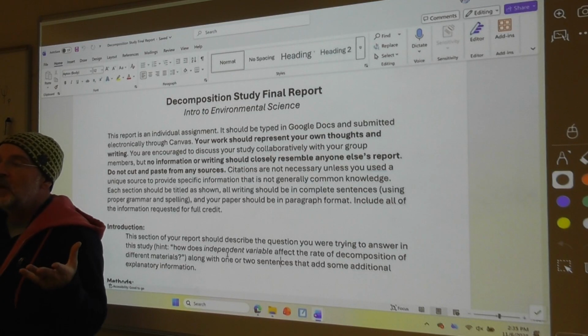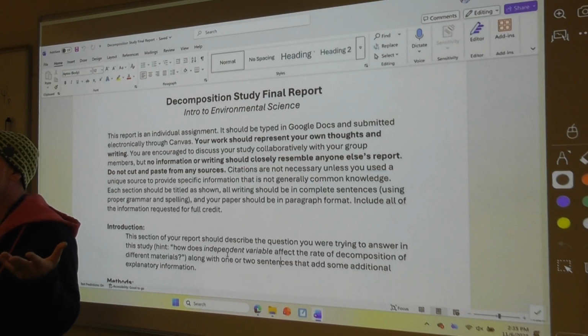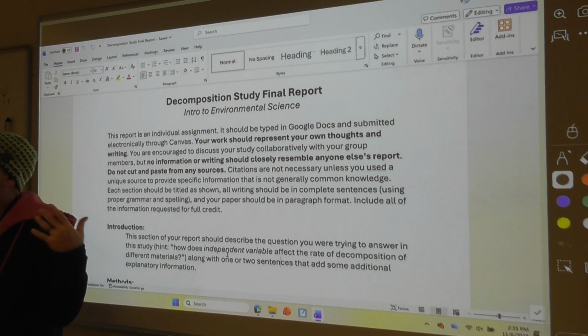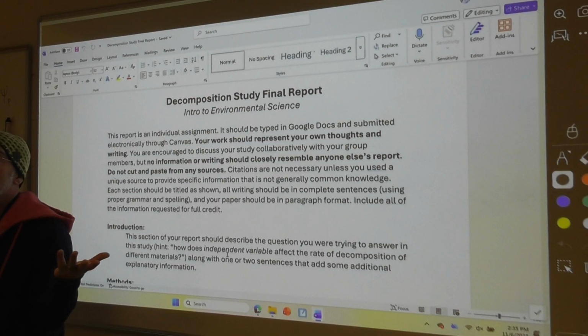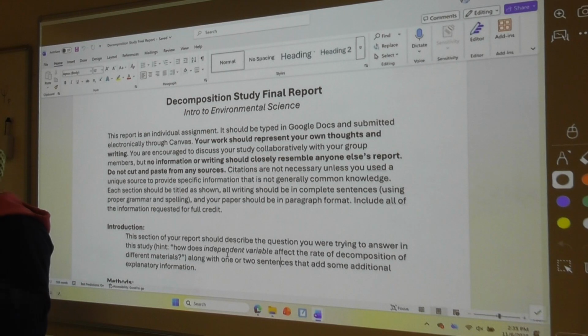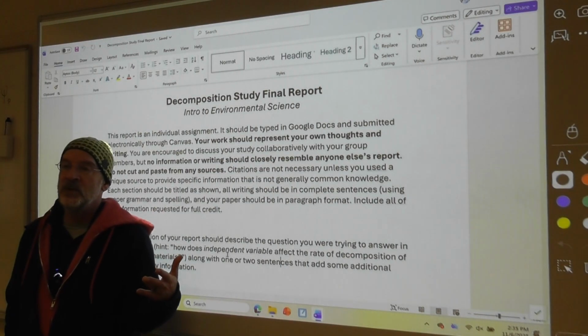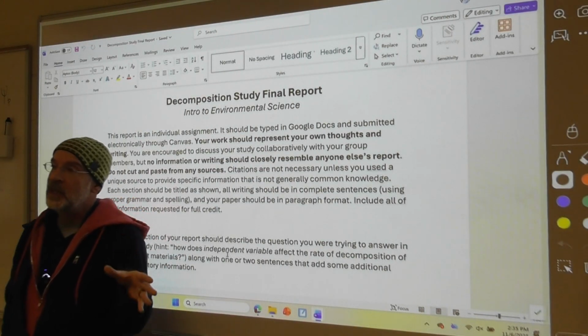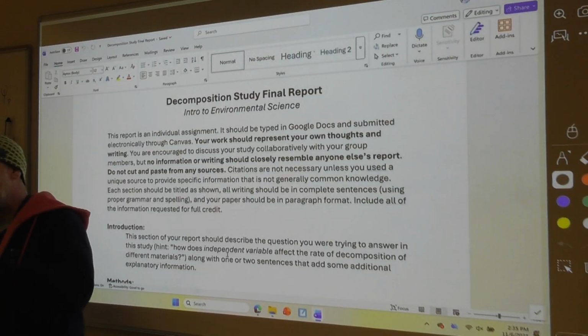So you have to look back and determine what your question was. Maybe it was, how do moisture levels affect decomposition? How does depth? How do different plants? How does distance to the creek? Whatever your particular question was, that's what you're trying to use your data to answer.